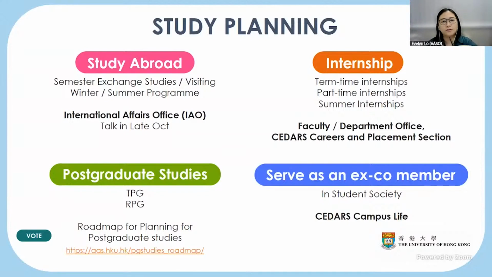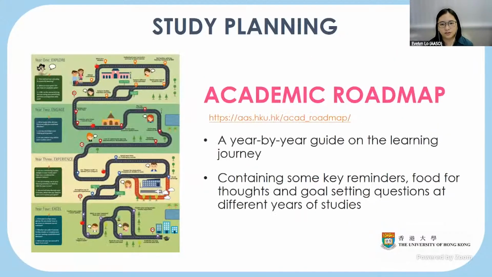And so now you have all the things in your mind. You know what you are going to do. We have an academic roadmap as a reference, as a year-by-year guide on what you should consider, what you should think about in each year. And we will change the layout of this roadmap very soon. It might look a little bit different, but the content is about the same. Just in which year, what you should consider, what you should do.